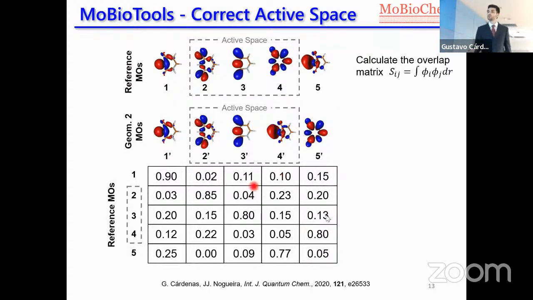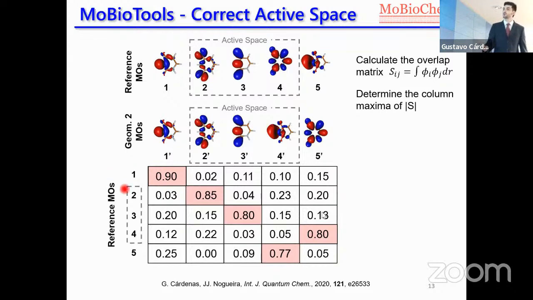At this point, I should point out that in this matrix, the rows correspond to the reference molecular orbitals, whereas the columns correspond to the problematic geometry orbitals. I'm going to call them sampled orbitals. Now, afterwards, the algorithm analyzes the maximum value of each one of the columns. So what does the maximum value tell us? Well, it basically tells us which reference molecular orbital is the one that is most similar to each one of the sampled molecular orbitals. So we can already see that, for example, within the sampled active space, we see orbital 4 prime. Now, what do we see here? What we see is that the reference orbital that is most similar to 4 prime is outside of the reference active space.